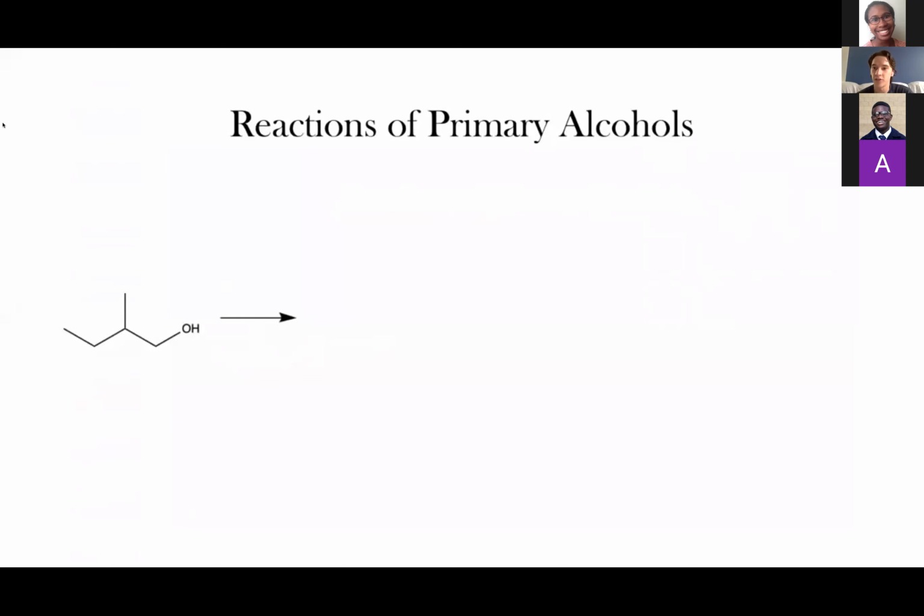So the common reagents that you'll see with the reaction of primary alcohols are K2Cr2O7, Na2Cr2O7, CrO3, or you could have KMnO4 with a base, or H2CrO4. All right, so these are possible reagents. All will get you to the same place.